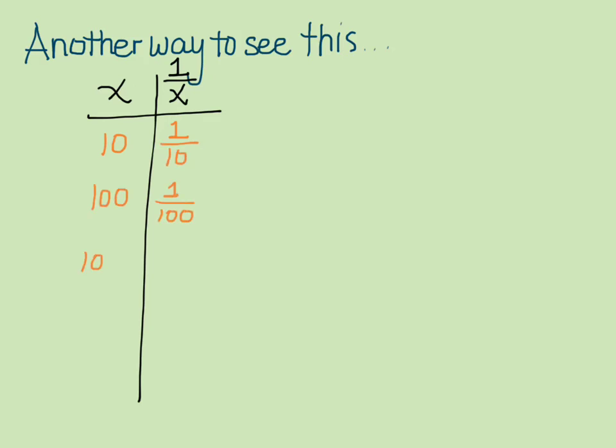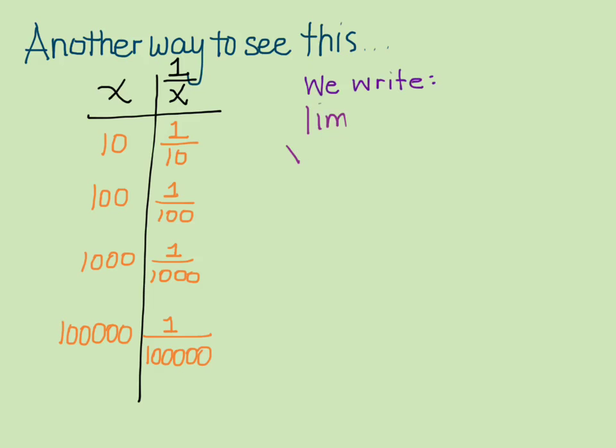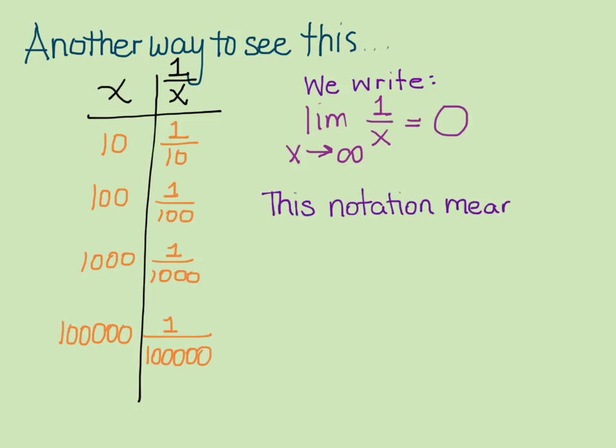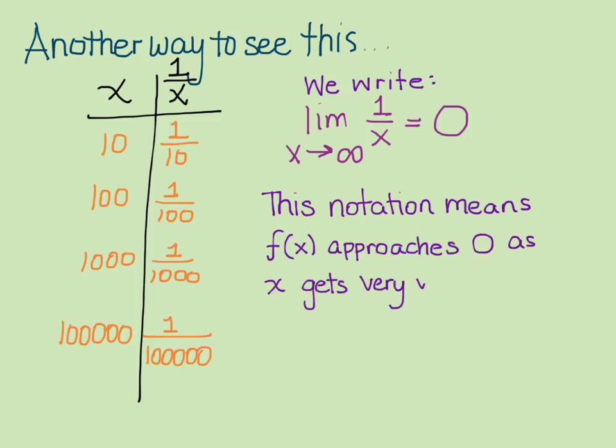Another way to see this is to look at a chart of x compared to 1 over x. If we look at values of x getting larger and larger, we see that the values of 1 over x are getting smaller and smaller. We write this as the limit as x goes to infinity of 1 over x equals 0. This means that as x gets larger and larger, f of x is getting closer and closer to 0.